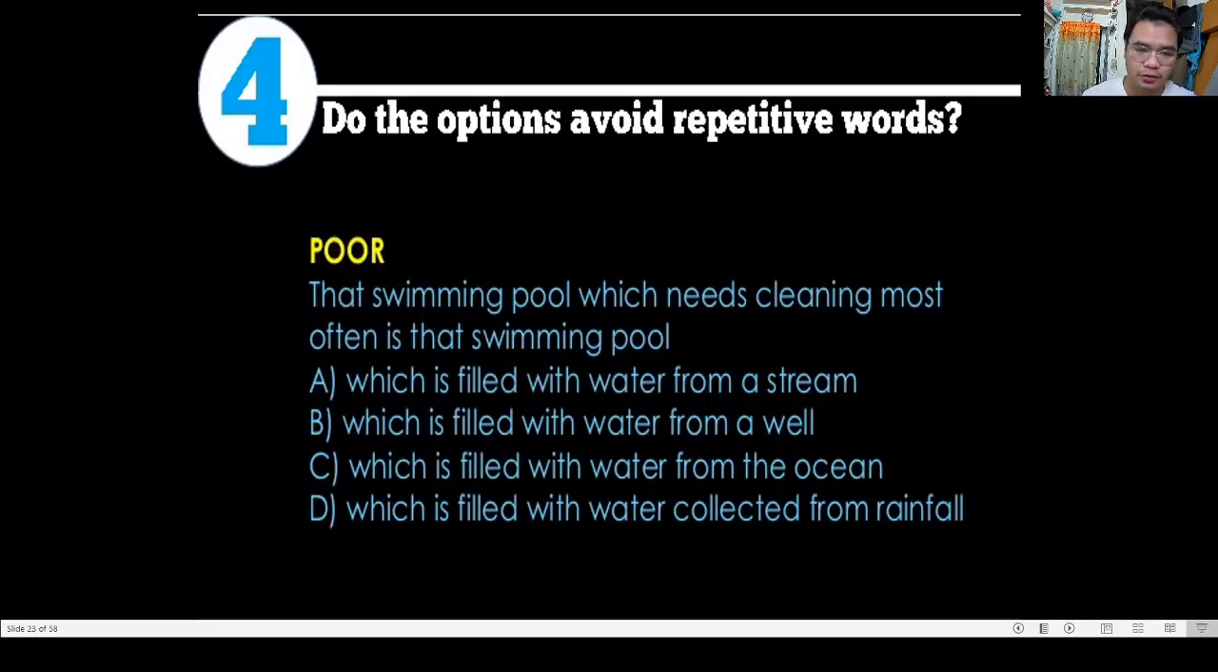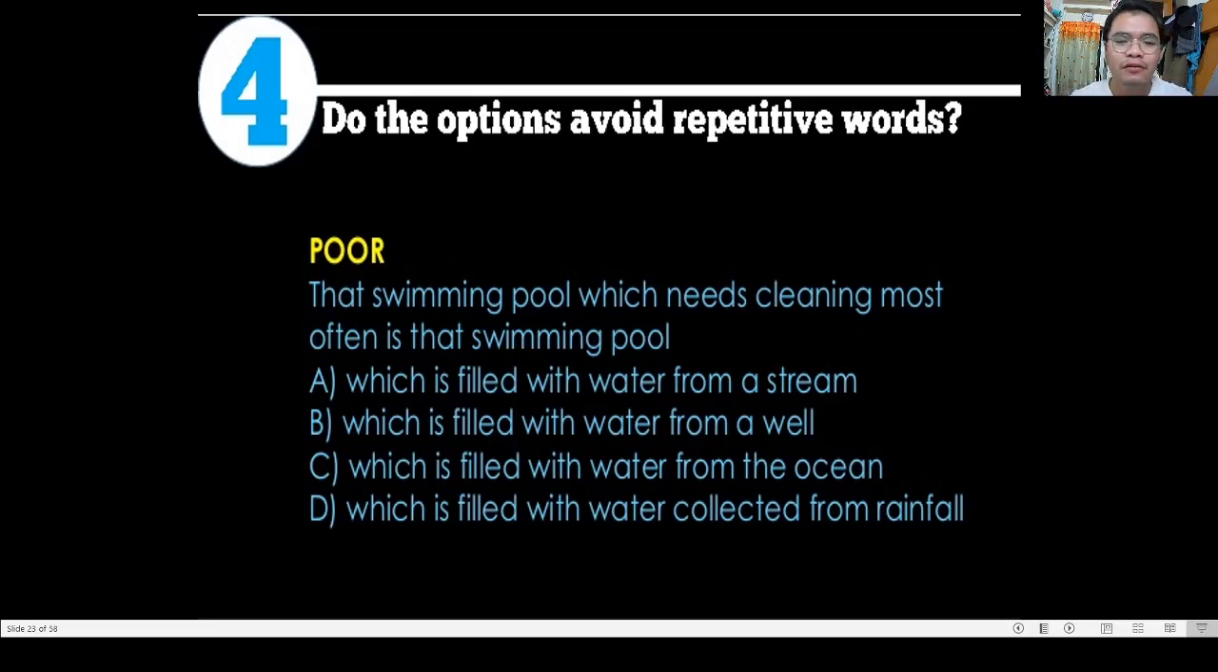Okay, halimbawa, tulad nito. That swimming pool which needs cleaning most often is that swimming pool. O, diba? Napakagulo. Ano na yung sinasabi ni sir? Halimbawa, that swimming pool which needs cleaning most often is that swimming pool, letter A, which is filled with water from a stream. B, which is filled with water from a well. C, which is filled with water from the ocean. Or D, which is filled with water collected from rainfall. So, ang daming paulit-ulit na salita na sinasabi doon sa item natin. So, we have to refrain from doing that.